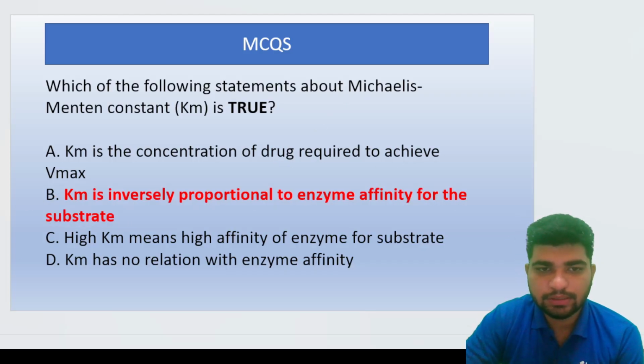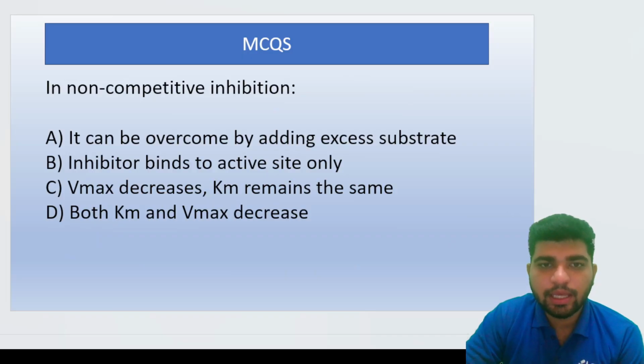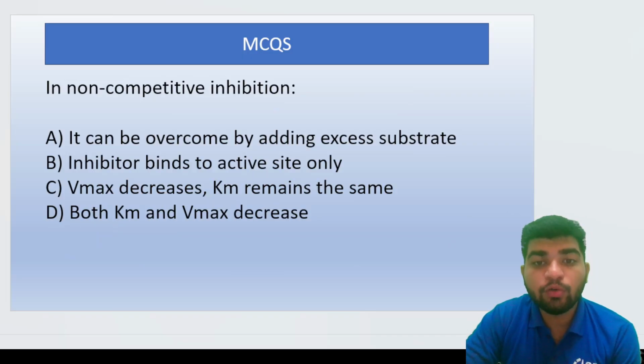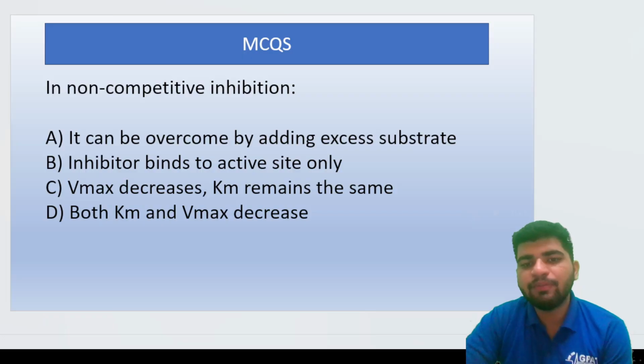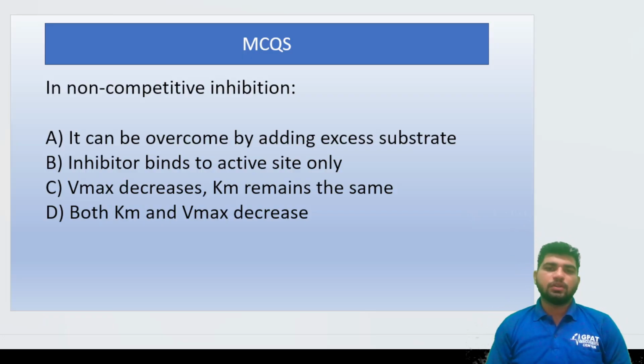So yes, in non-competitive inhibition, which of these is true? It can be overcome by adding excess substrate. Inhibitor binds to active site only. Vmax decreases and Km remains the same. Both Km and Vmax decrease. Okay, 5 seconds to answer.